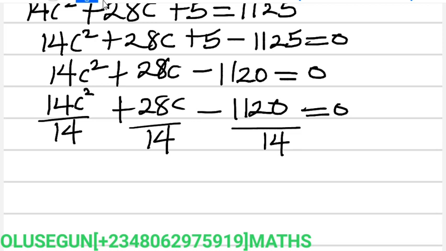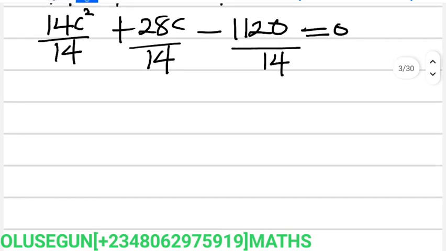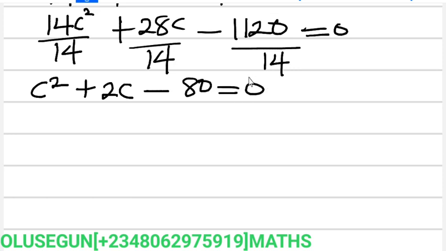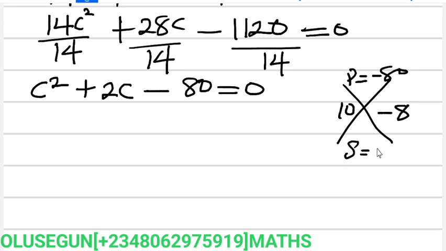So now, what is the value? This 14 divided by 14 will give you c squared, plus 28 divided by 14 will give you 2c, minus 80 is equal to 0. So now, by quadratic form, we'll be able to see, consider minus 8 and plus 10. In product, we have minus 80. In sum, we have plus 2.